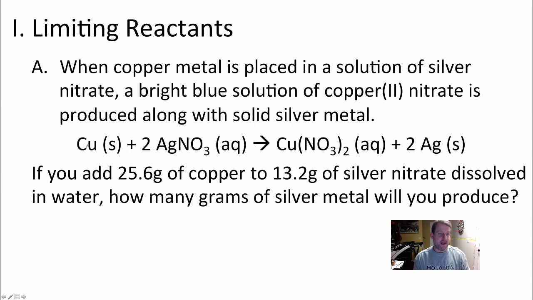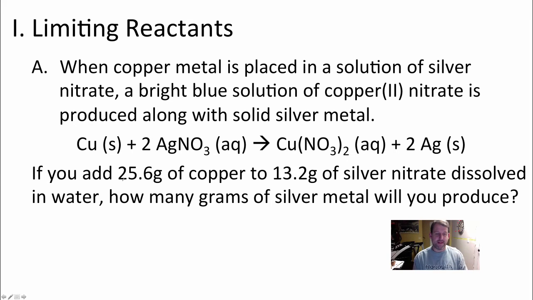Now, normally we would say, hey, if I had 25.6 grams of copper, how much silver nitrate would I need? We'd then figure it out. And then we could also use stoichiometry to go, if I had 25.6 grams of copper, how much silver could I make? How much copper nitrate could I make? Well, here is where something weird happened. We have not only a certain amount of copper, but also a certain amount of silver nitrate that's there.